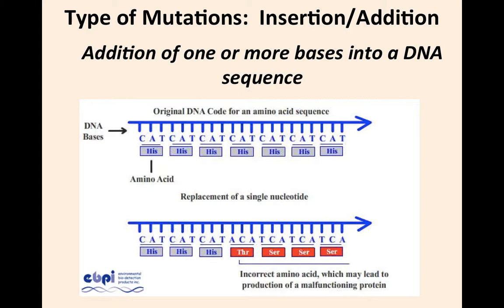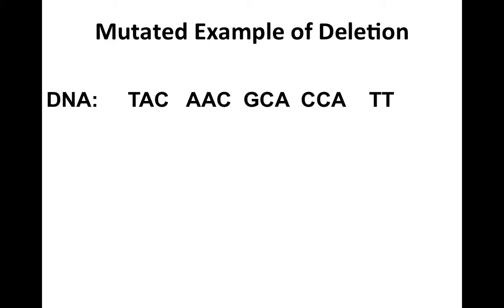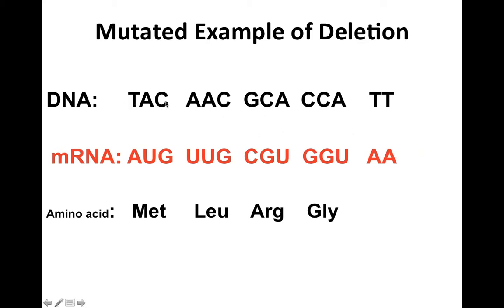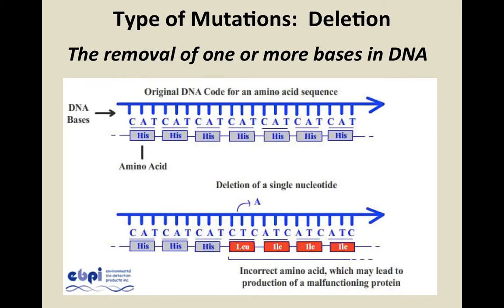The very last one you should have had is called a deletion, which kind of speaks for itself. You should have gotten this as your mRNA, and then you should have gotten this for your amino acid. What you should have found is that one of my DNA letters was deleted. It was gone, and everything shifted over. So the explanation of this one is basically the removal of one or more bases of DNA.